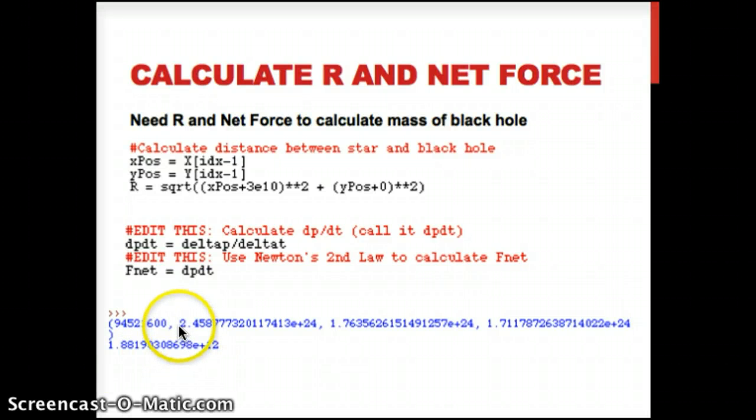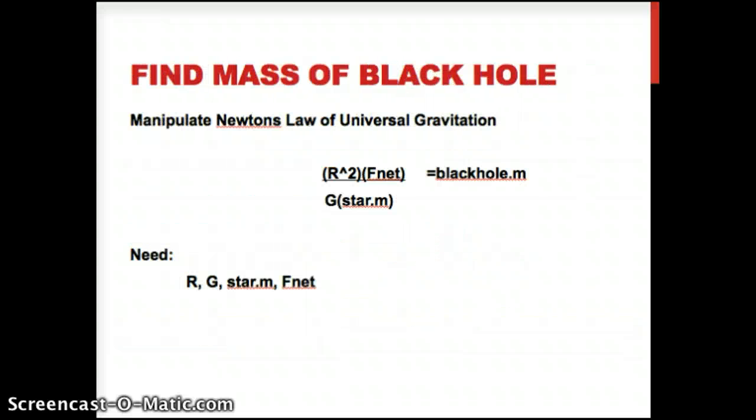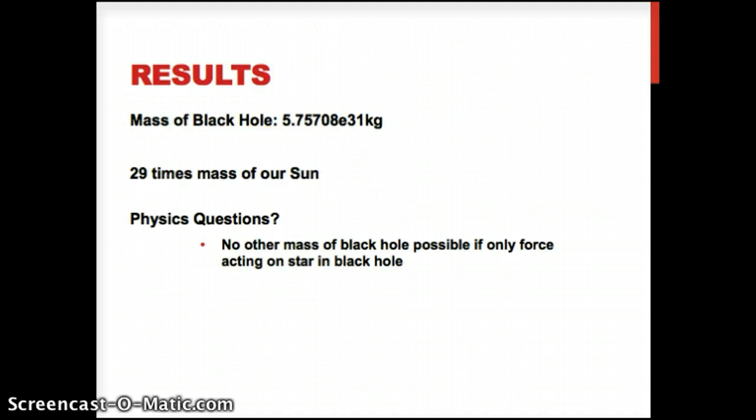F net perpendicular is equal right here. This is the number 2.4588 times 10 to the 24th, and r equal to 1.882 times 10 to the 12th. I entered these into the manipulation of Newton's law of universal gravitation in my calculator to find the mass of the black hole. So when I calculated the mass of the black hole, I got 5.757 times 10 to the 31 kilograms. This is 29 times the mass of our sun.